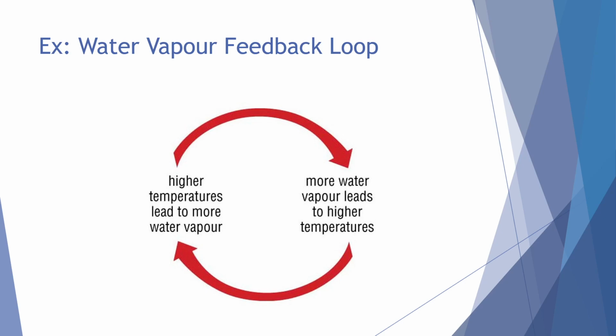What that means is warmer temperatures create more low cloud cover, which creates more warm temperatures, which creates more water vapor in the atmosphere, and then that creates, again, more cloud cover, and so on. So it just keeps looping back over and over again.